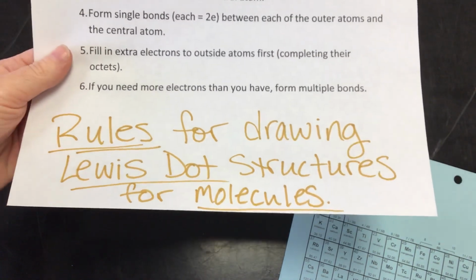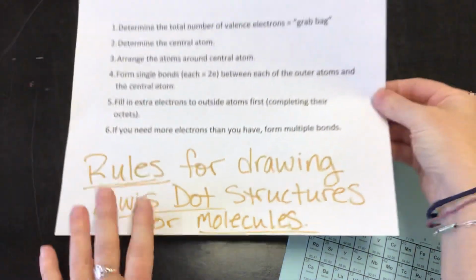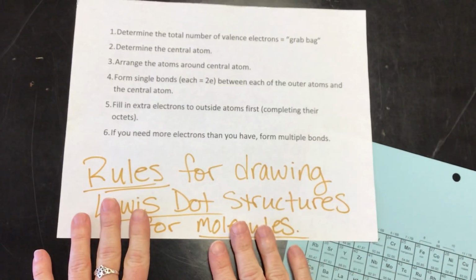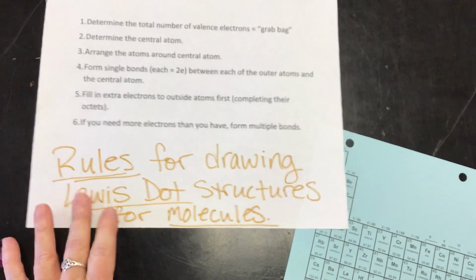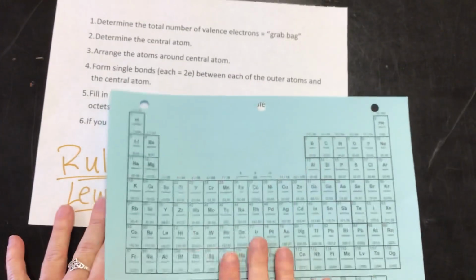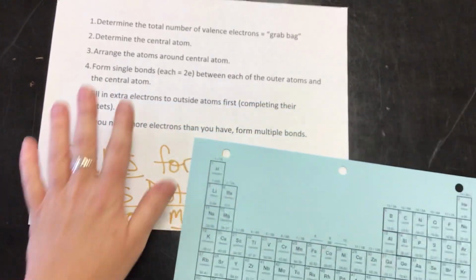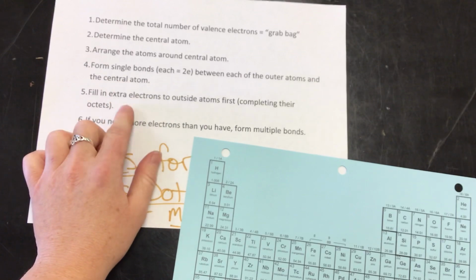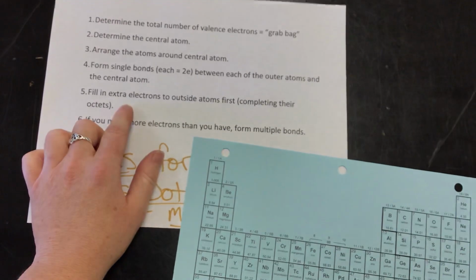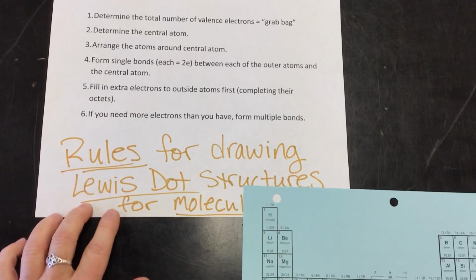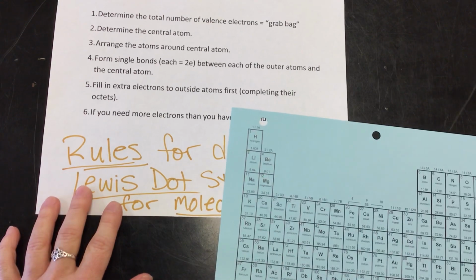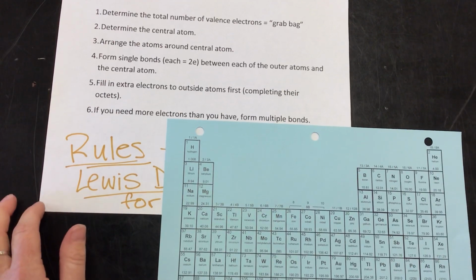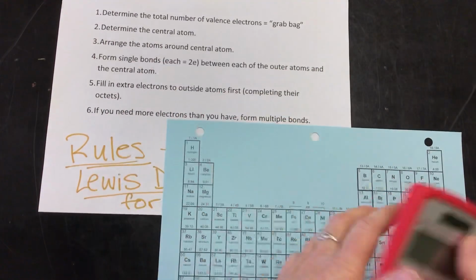This video is on how to draw Lewis dot structures for molecules. For this task in class, you're going to need a periodic table, and you're also going to want to be able to refer to your rules for drawing Lewis dot structures for molecules. And depending on how good you are at math, you may or may not want a calculator as well.